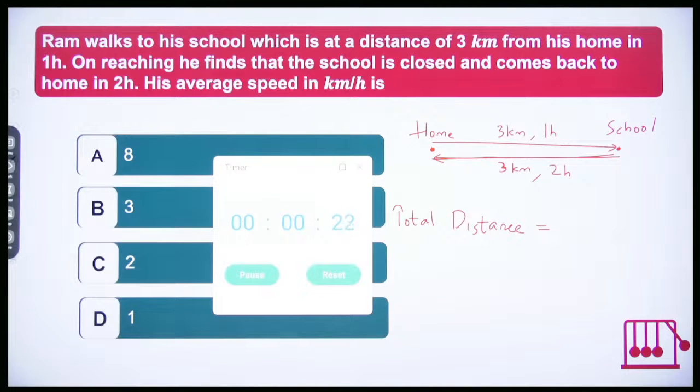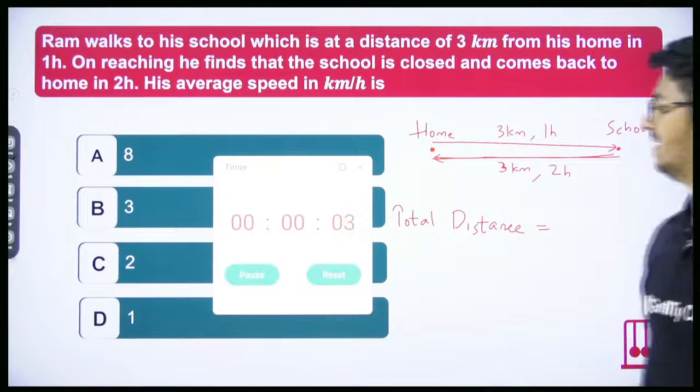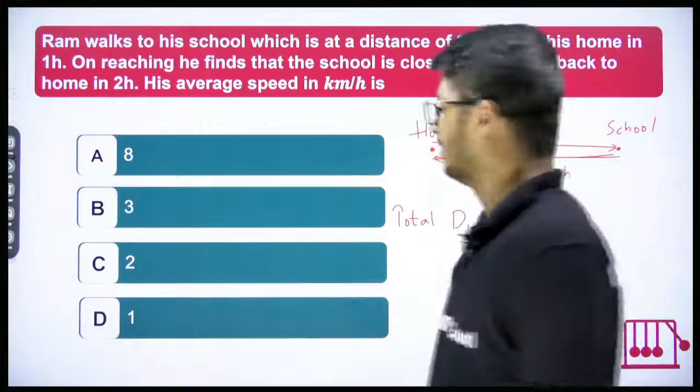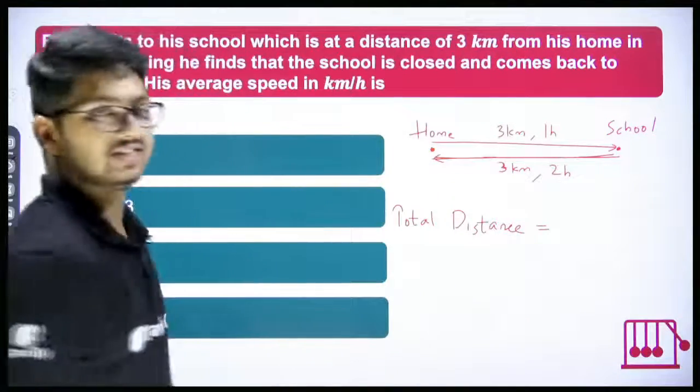Find out total distance, find out total time, then you can get the average speed. Using the formula, average speed is equal to total distance by total time. Now 10 seconds more. 5, 4, 3, 2, 1. The time is up. So here, what is the total distance, everyone?